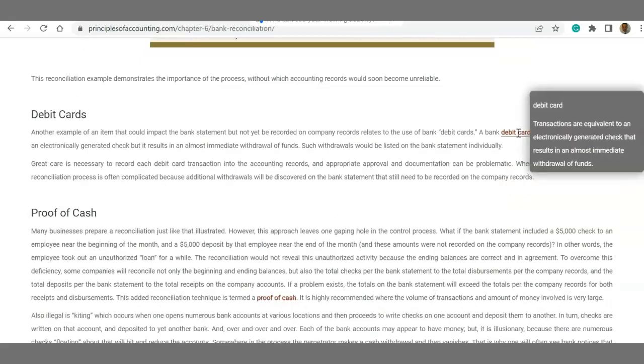So you know what the debit card is? It's a transaction that is equivalent to an electronically generated check. It's just like a check, but electronic. It results in an almost immediate withdrawal of funds without charge, without like a 3% charge or something. So that's why the debit card is preferred in a business when you want to pay something. They say, oh, can you pay by debit card? Because there is no transaction fee. It's just like an electronic check.